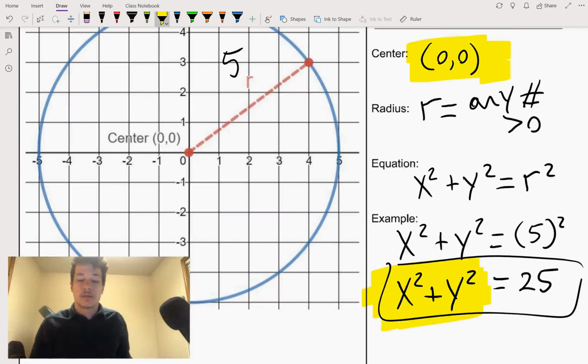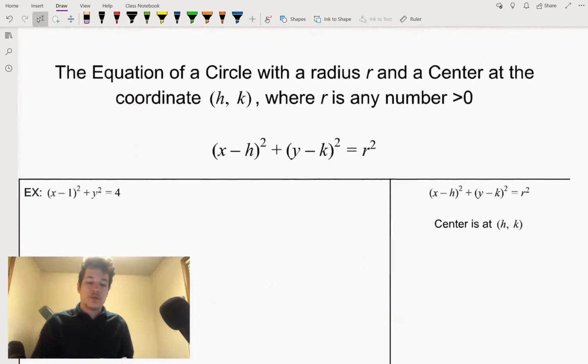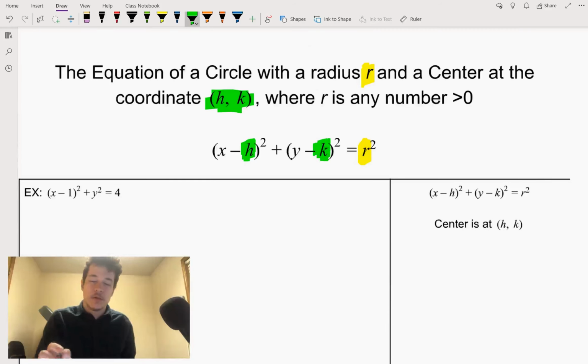What we're going to do next is take a look at how you can move a circle around on the graph itself, not just make it bigger or smaller. So let's try that. The equation of a circle with a radius r and a center at the coordinate h comma k, where r is any number greater than 0, is this equation. Notice that it looks a little bit different than our original equation. These h and k terms determine where the center is.